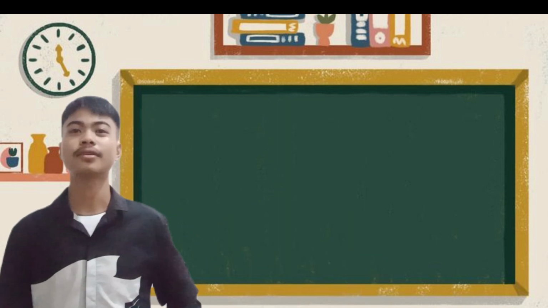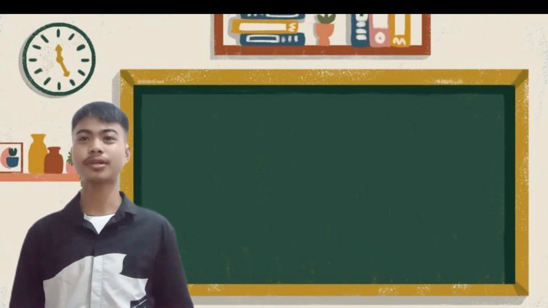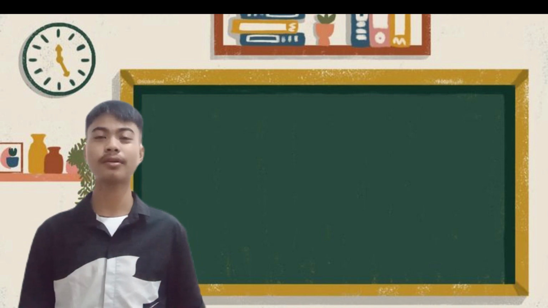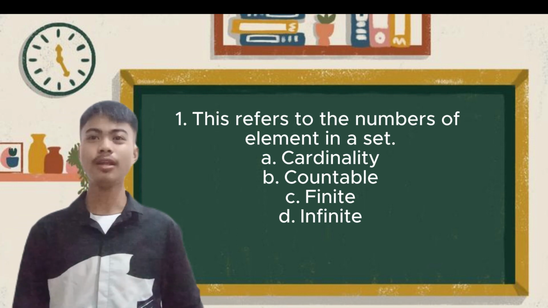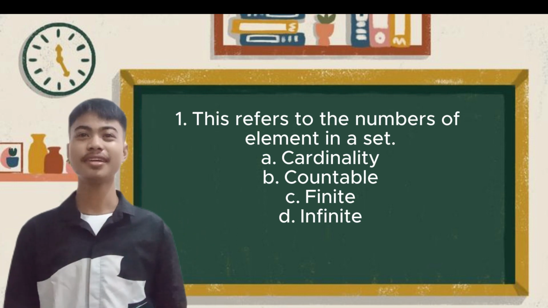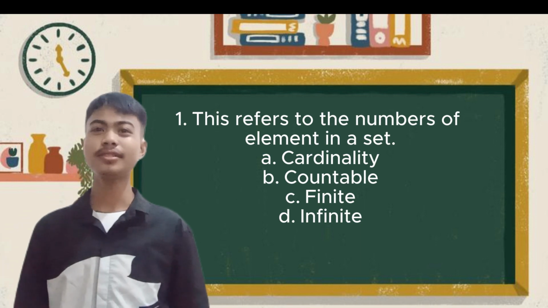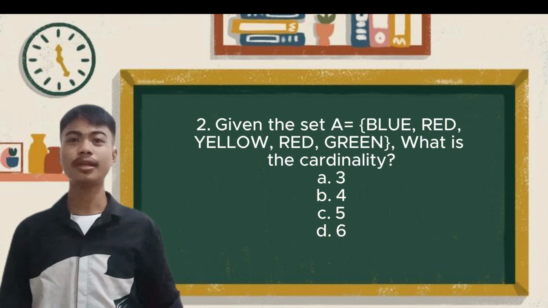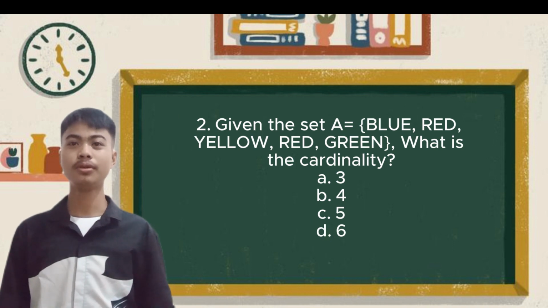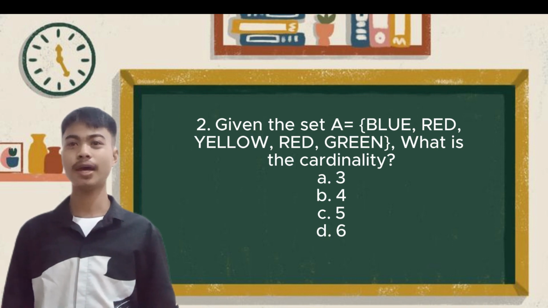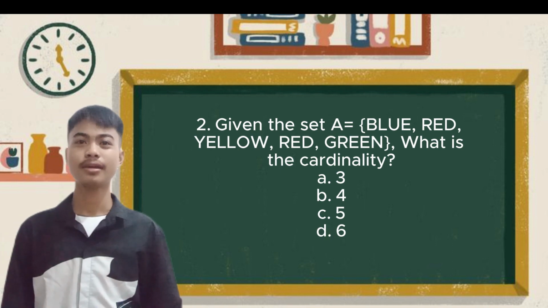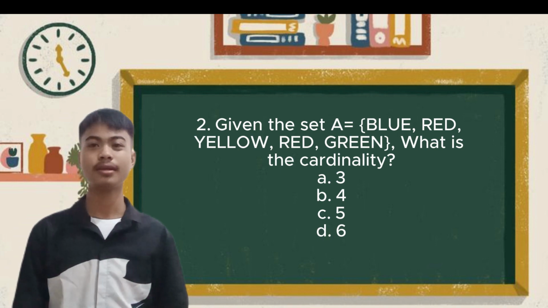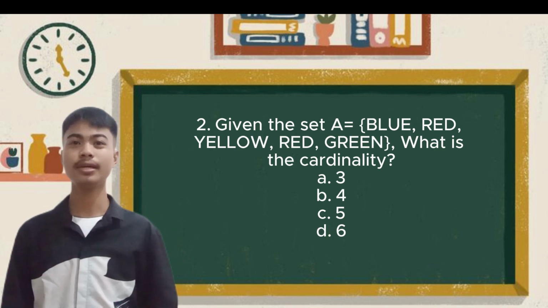So, at this point, let's have our short quiz. Okay, for the direction, read each question carefully and choose the letter that corresponds to the correct answer. Number 1. This refers to the number of elements in a set. A. Cardinality. B. Countable. C. Finite. D. Infinite. Okay, number 2. Given the set A, blue, red, yellow, red, and green, what is the cardinality? A. 3. B. 4. C. 5. D. 6.